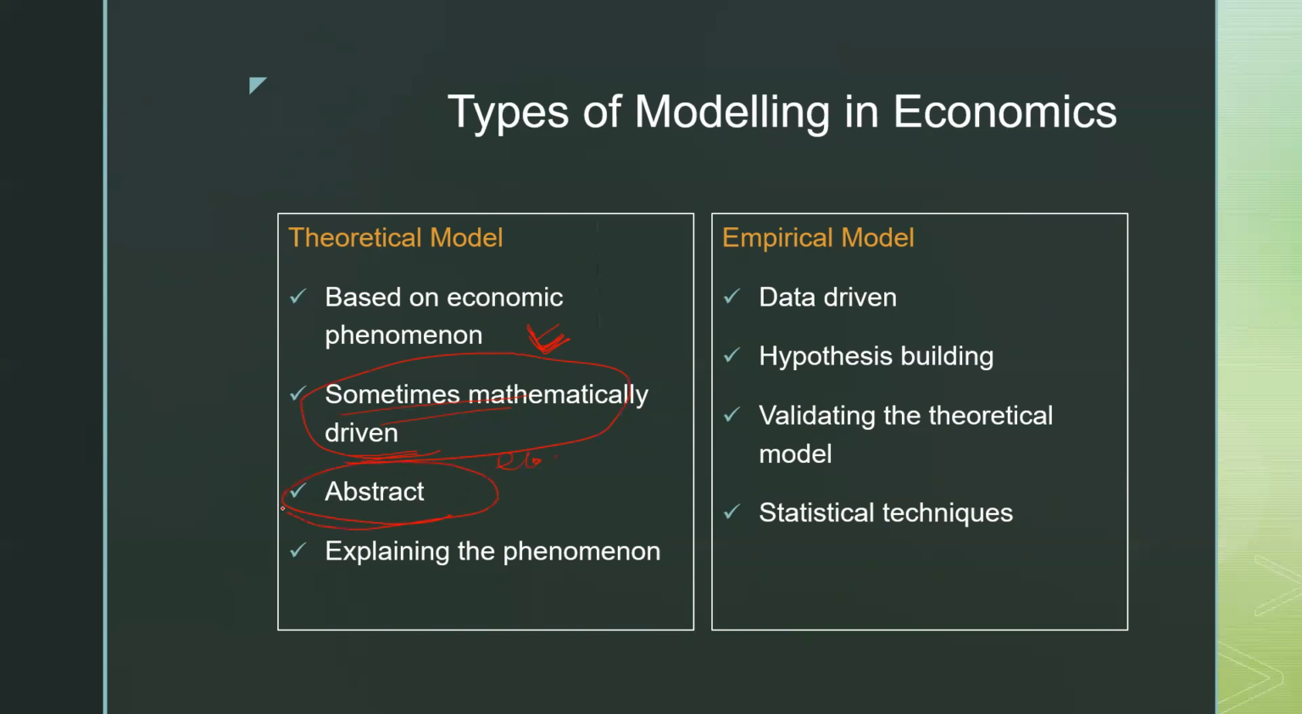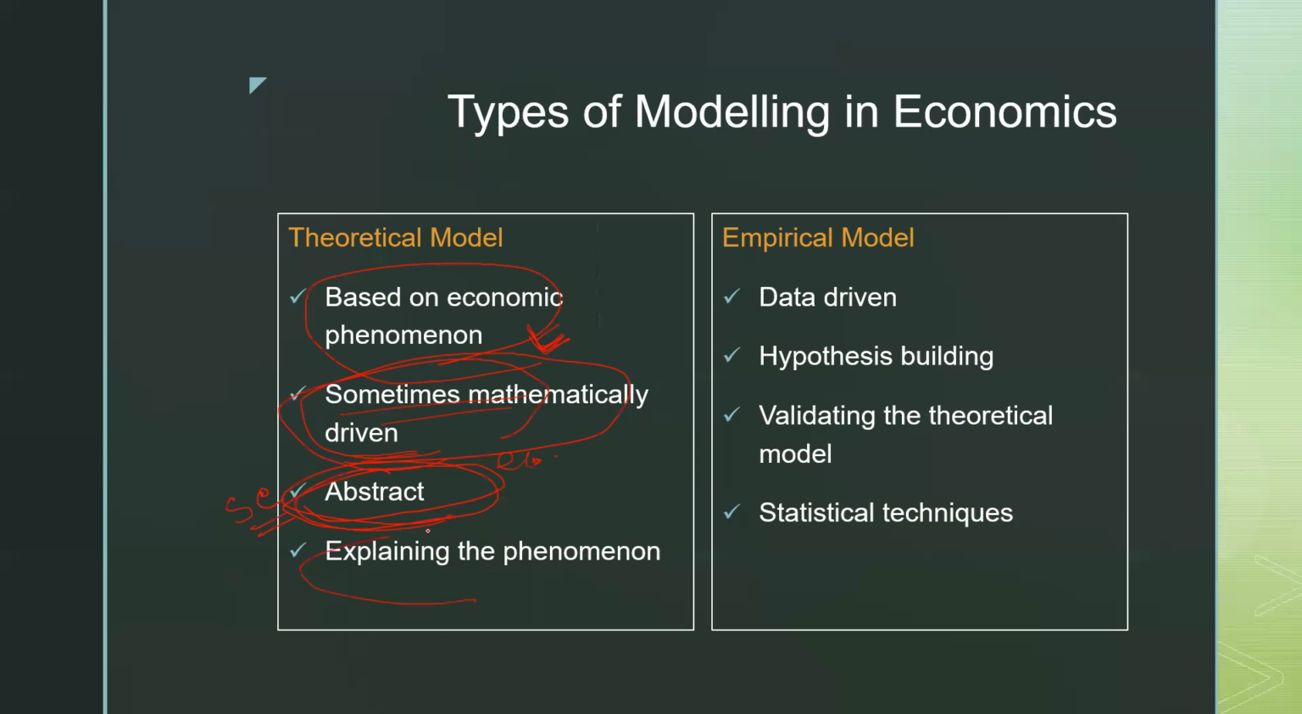Sometimes this can also be very abstract. For example, in social choice theory, the models are very abstract. For that, you need to have a very strong mathematical background. So first, it is an economic phenomenon. It is derived. It is maybe of a mathematical nature. It is abstract.